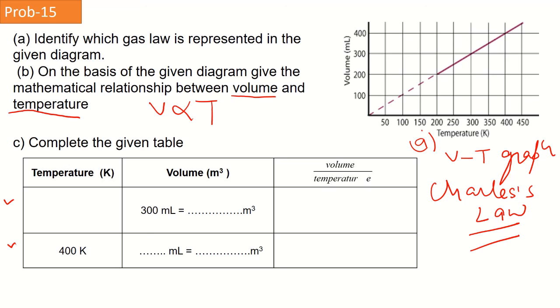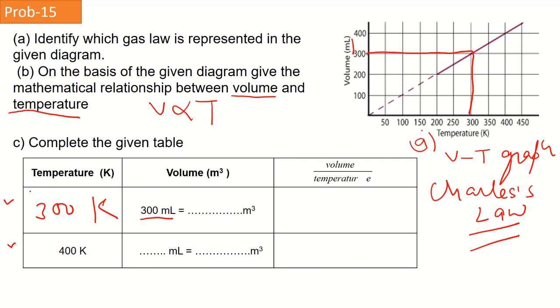Now here the volume is given, this is 300 milliliter. So what is the value of the temperature at 300 milliliter? This is the volume here, it is in the unit of milliliter, and this is 300 milliliter. The temperature is coming 300 Kelvin. So here it will come 300 Kelvin. Like this you have to complete.